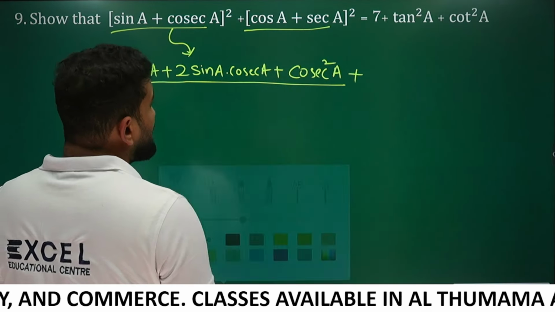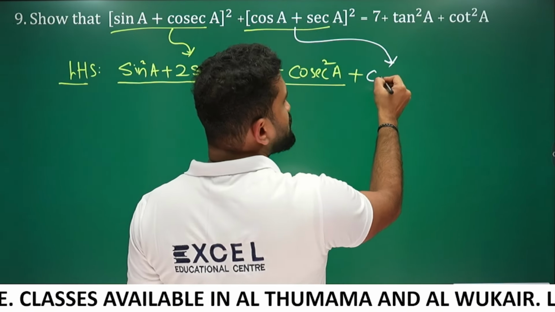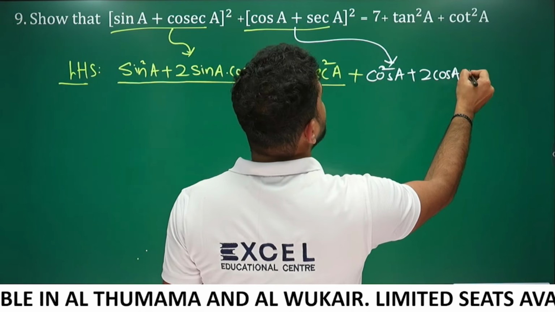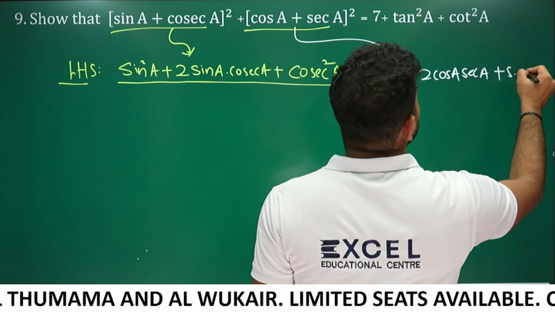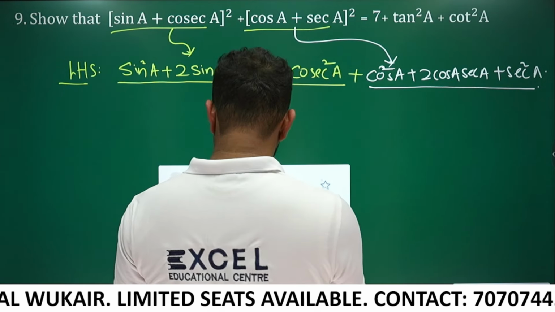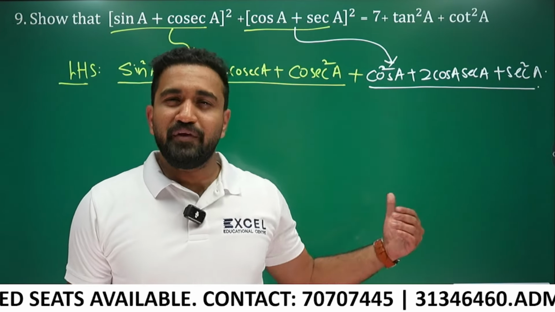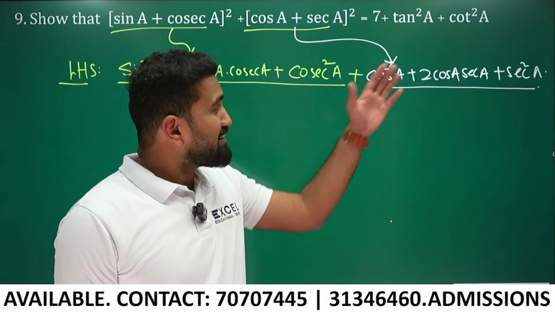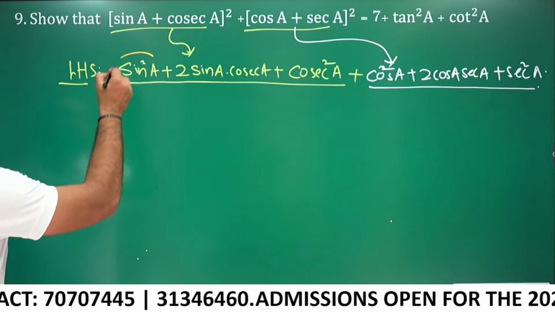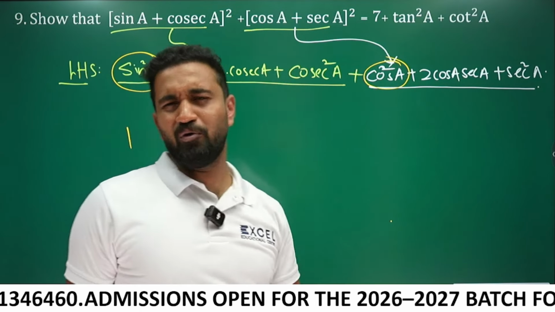Now let me expand this guy. A plus b the whole square again, so that will become cos square A plus 2 times cos A sec A plus sec square A. Before stepping to the next line, you have to keep in your mind, I need to get a number 7. Come on, let us see. Sine square plus cos square, you got 1. 6 more. How will you be generating 6 more?